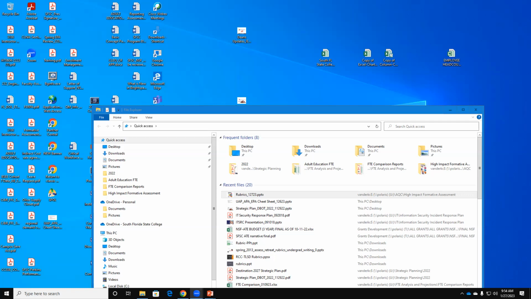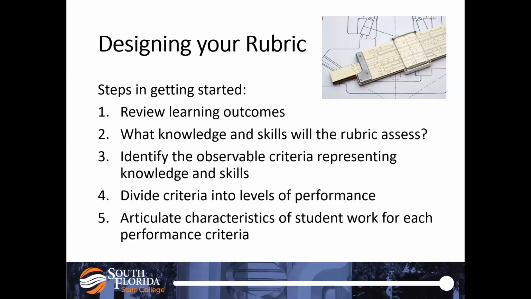Okay, can everyone see the designing your rubric slide? Is that what you're seeing? No? Okay, thank you. Let me try again. How about now? Okay, perfect. Got a thumbs up. Thank you for letting me know in the chat.